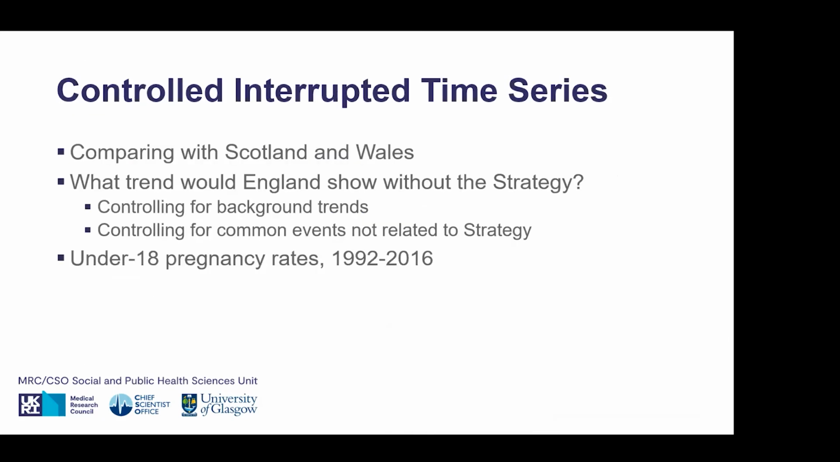For this, though, I used a controlled interrupted time series, using Scotland and Wales as a control. So this can hopefully show us what trend and level changes England would have seen even in the absence of the strategy. This allows control for both background trends, either increasing or decreasing baseline, but also control for common events that are not related to the strategy that may have been full UK exposures. For this outcome, we're going to be looking at under 18 pregnancy rates from 1992 to 2016.